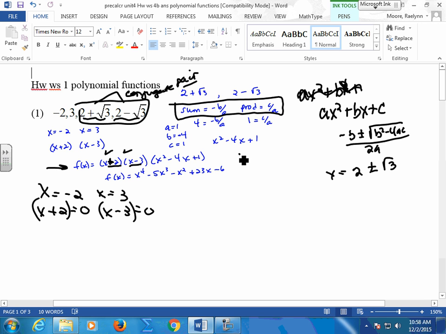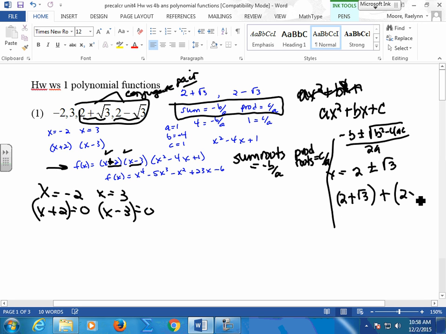Sum of the roots is equal to negative b over a, and product of the roots is equal to c over a. And like I said yesterday, let your calculator do this. Plug these two things in. 2 plus radical 3, like this, plus 2 minus radical 3. Let your calculator do that. Out comes the radicals. Your sum is 4.